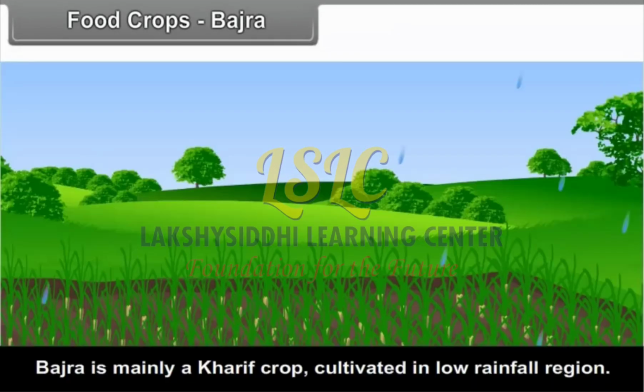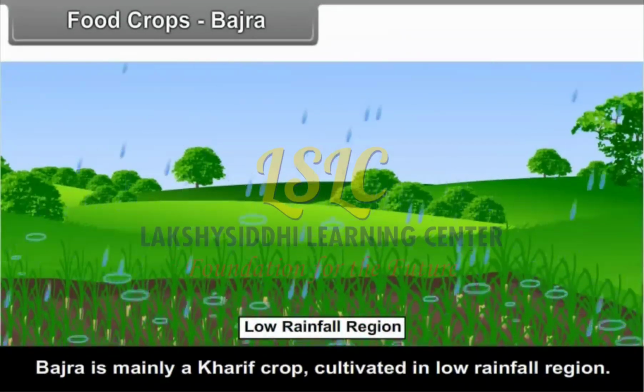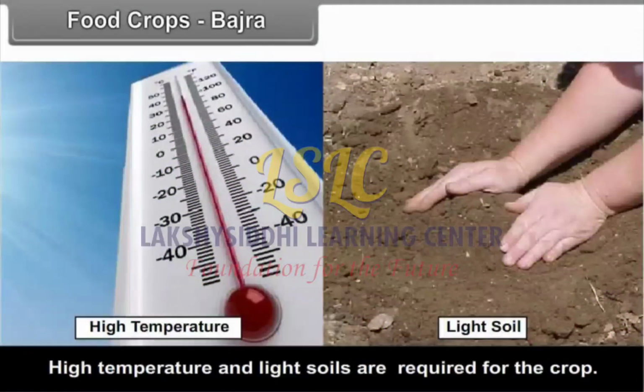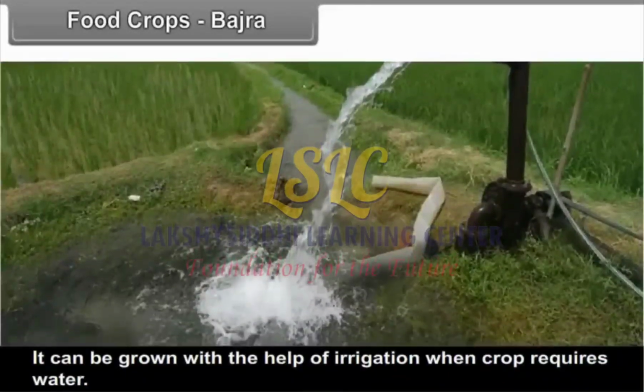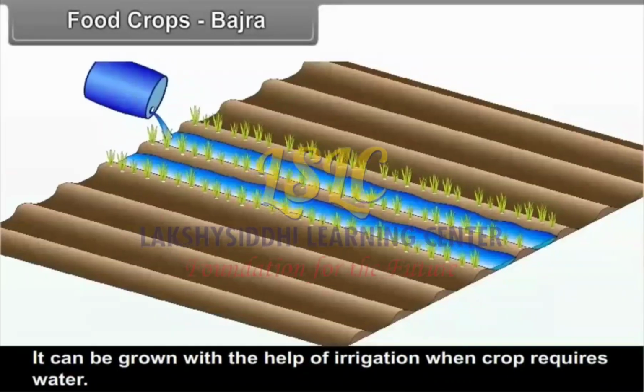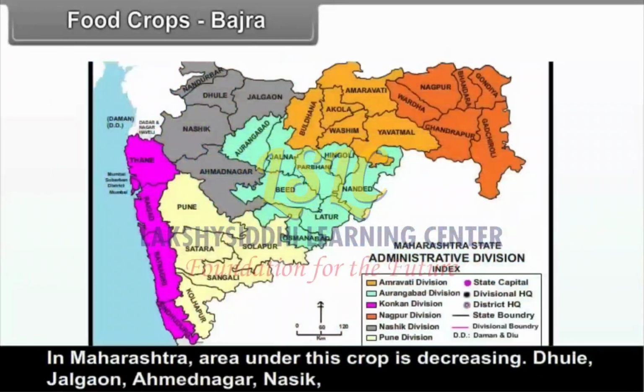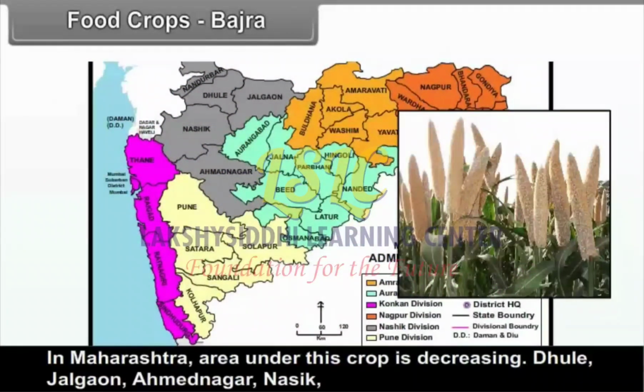Bajra. Bajra is mainly a Kharif crop cultivated in low rainfall regions. High temperature and light soils are required for the crop. It can be grown with the help of irrigation when the crop requires water. In Maharashtra, area under this crop is decreasing.